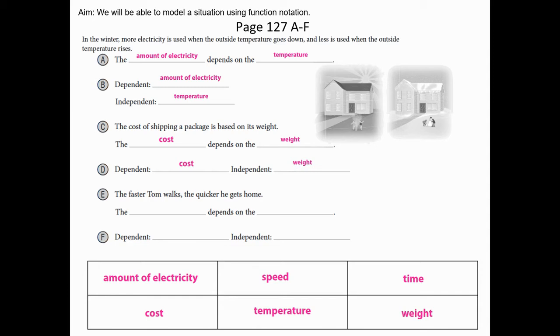Let's do one more example. Let's talk about Tom. The faster Tom walks, the quicker he gets home. Makes sense. If you go for a walk really fast or really leisurely, then it depends on how long your walk's going to be. So we could say that the time depends on the speed, which makes time dependent and speed independent.